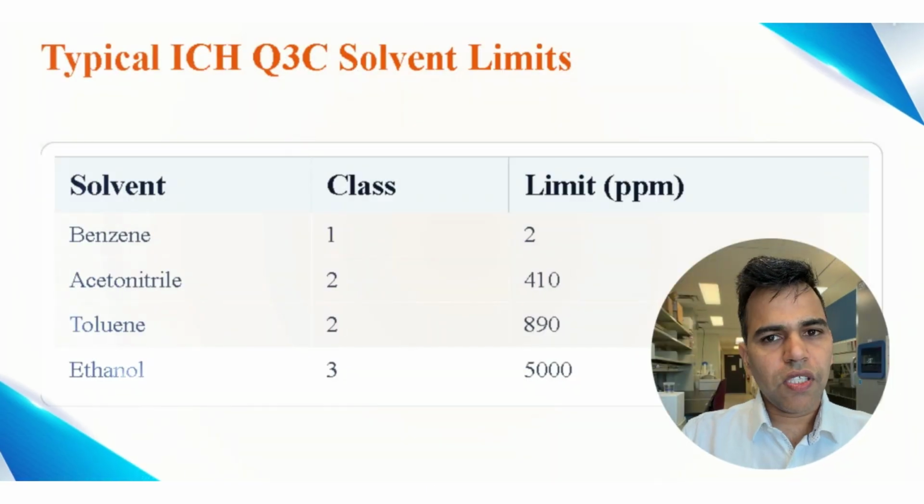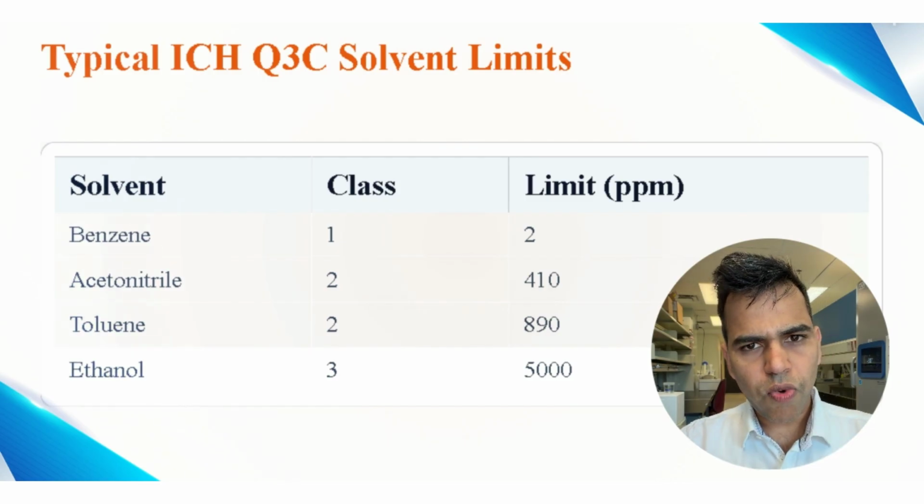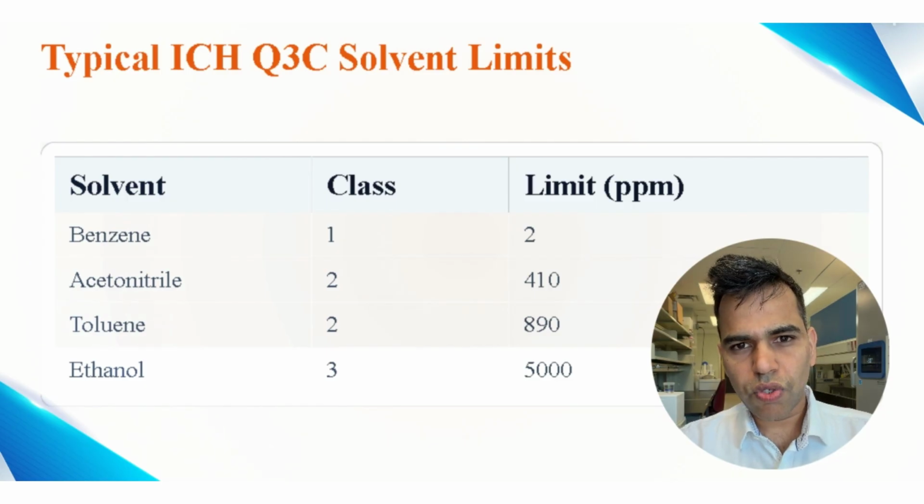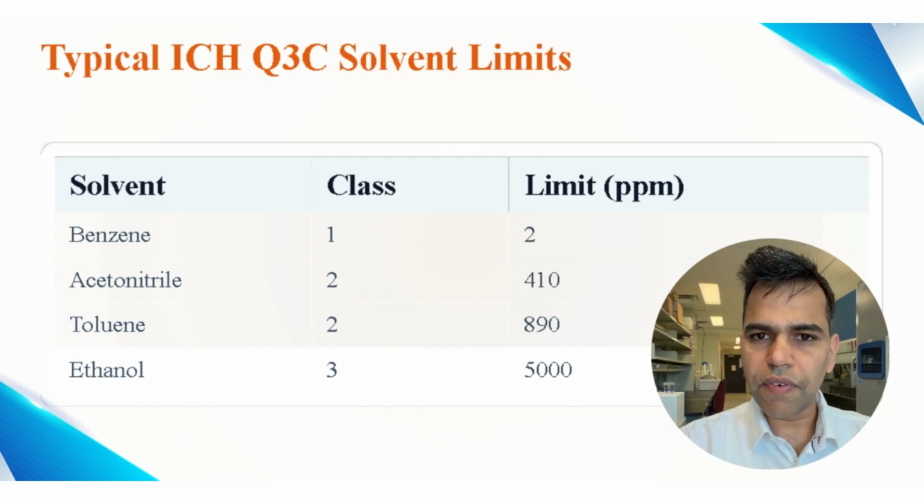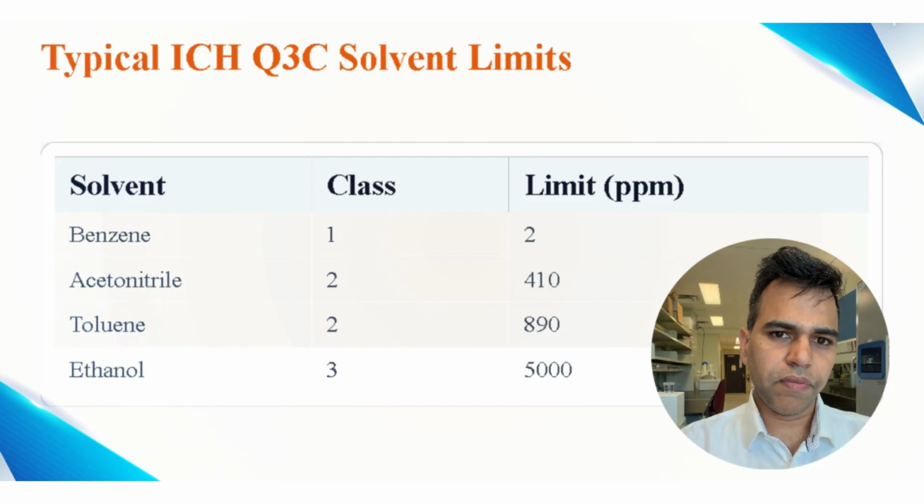Typical ICH Q3C solvent limits. Some solvent limits appear again and again in generic drug projects. For example, benzene has an extremely low limit, which means even small concentrations can create problems. Acetonitrile and toluene also have strict limits, while ethanol is considered safer but still needs proper control. Knowing these common limits early helps in better method planning.